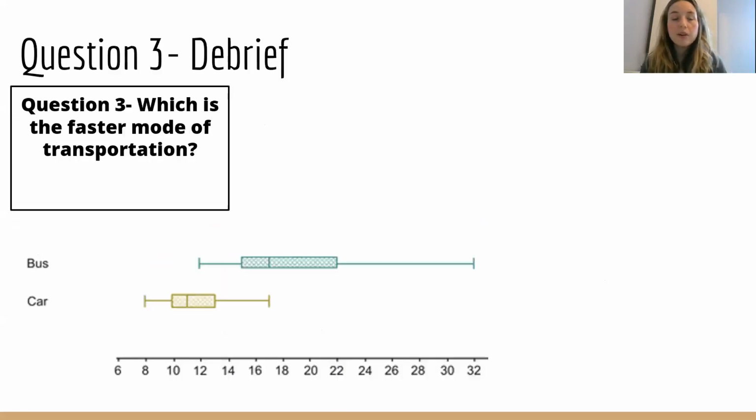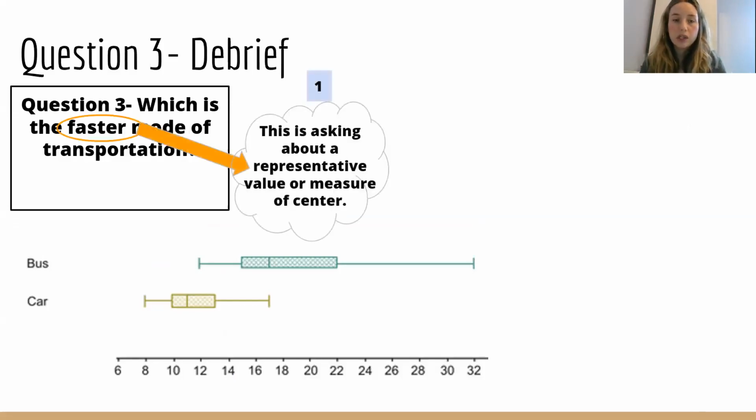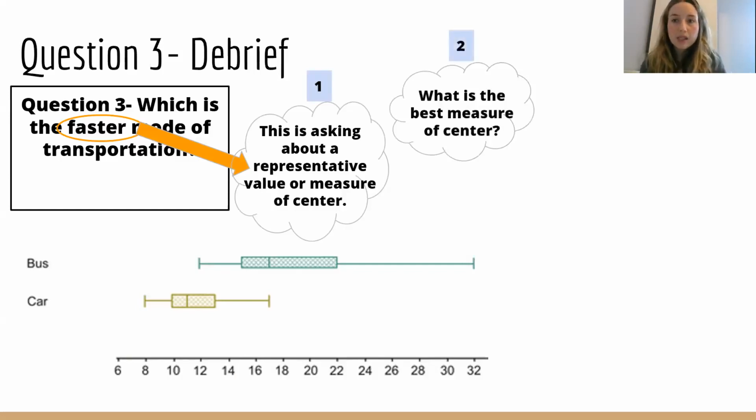Okay, let's debrief this question. So the first thing I notice when I'm looking at this question is that it's talking about which mode of transportation is faster. This is asking about a representative value or measure of center. So then I have to ask myself, what is the best measure of center given the data? Well, here I'm working with a box plot, so the only measure of center I have available is the median. So I'm going to compare the median values.